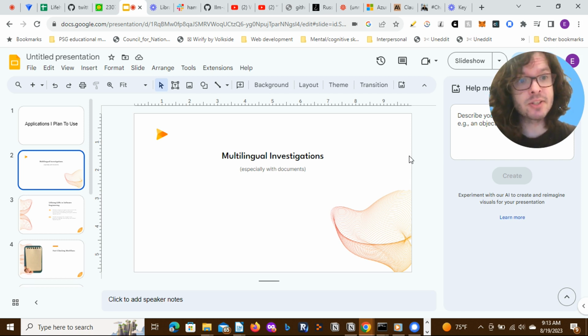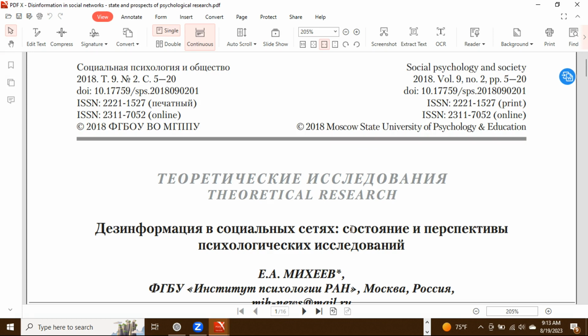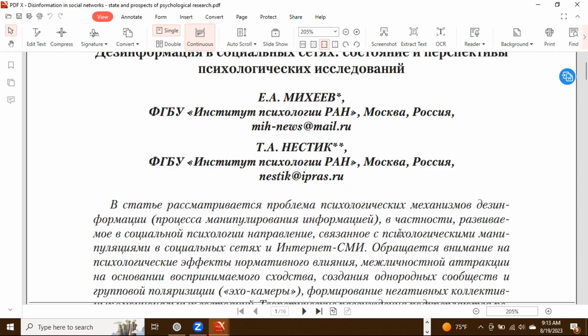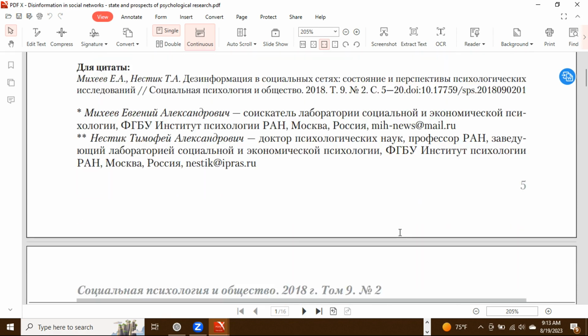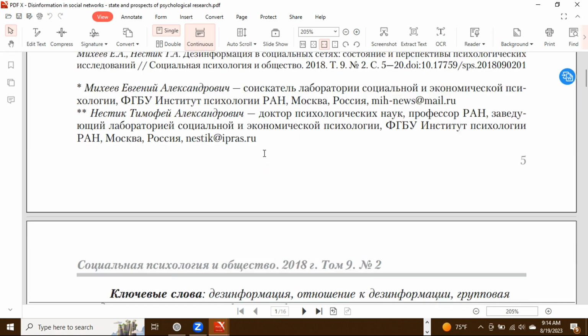So I have this example, which is an article from the Journal of Social Psychology and Society, published out of Moscow. And this is an article from 2018, Disinformation in Social Networks, State and Prospects of Psychological Research. However, this document is entirely written in Russian, and I do not speak Russian, okay? There is no English translation, no English abstract, nothing that I would be able to look at and immediately parse what this document is about.